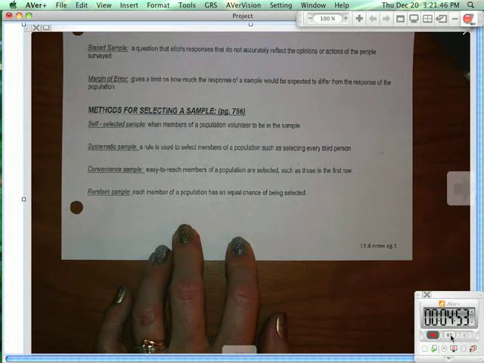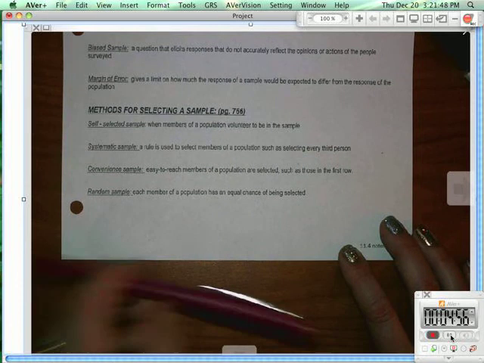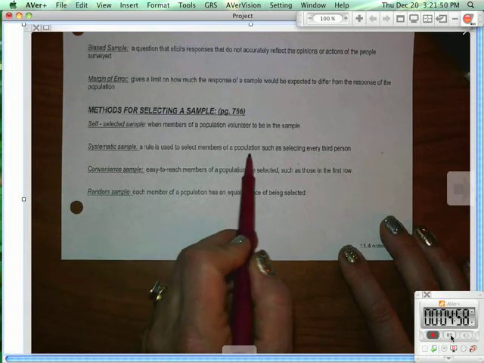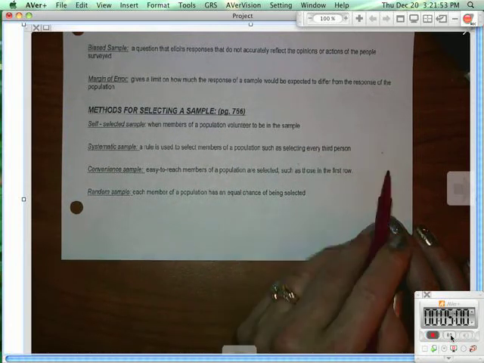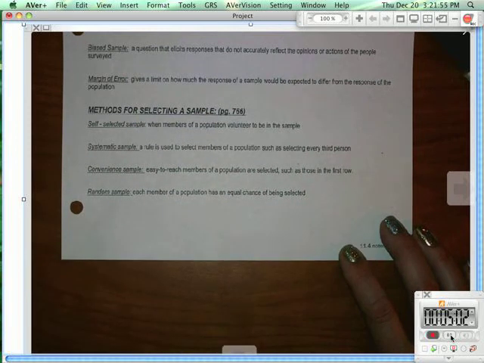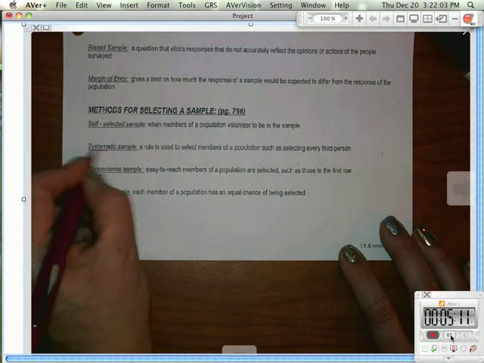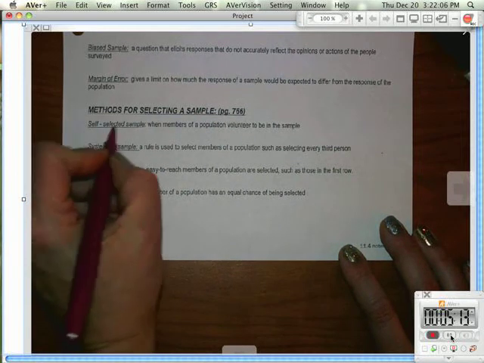A systematic sample is when a rule is used to select members of a population, such as selecting every third person that walks in the room. So I'm going to take a survey, and the way I'm going to get my survey responses is just choosing every third person that walks in a room. That's creating a system. You can think of it as a system. This is sort of people that volunteer.